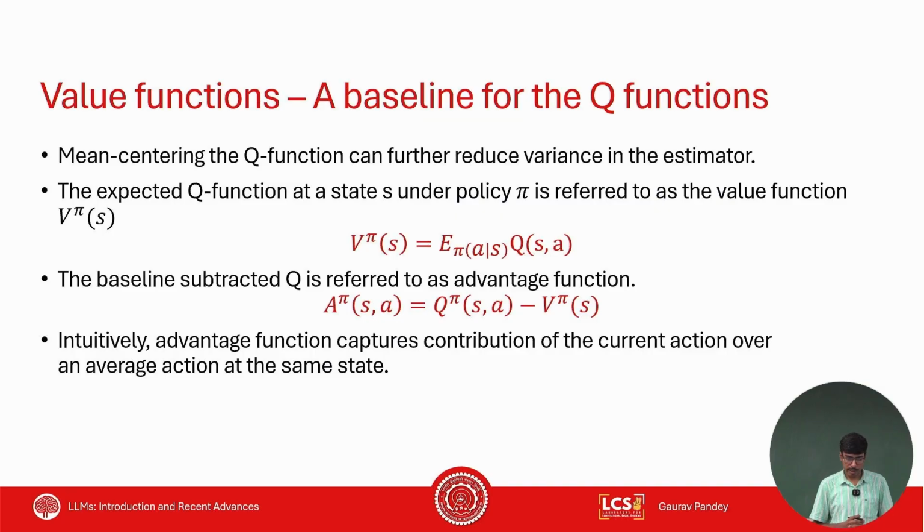The idea is very simple. In the case of reward, we computed the expected reward and then subtracted it from the reward of each output. In the case of the Q function, we will compute the expected value of the Q function at a given state. So at each time step, we'll compute the expected Q function, which is called the value function. The value function is the expected value of the Q function at a given state. And that we will subtract from the Q function to give us the advantage function.